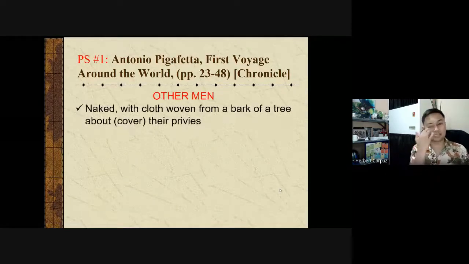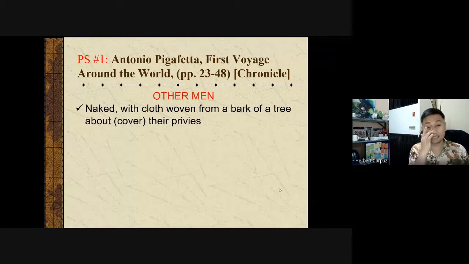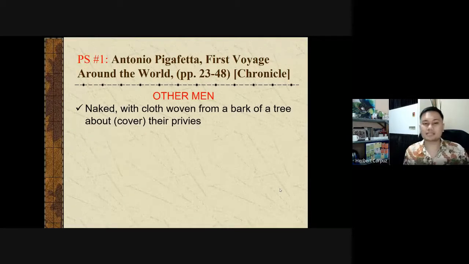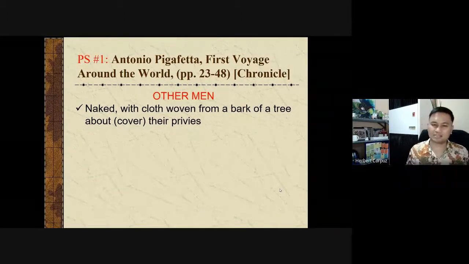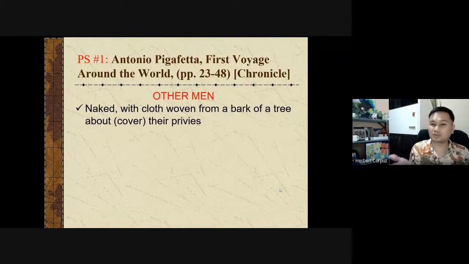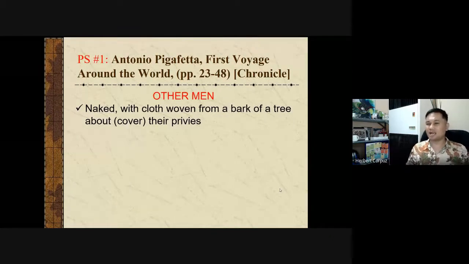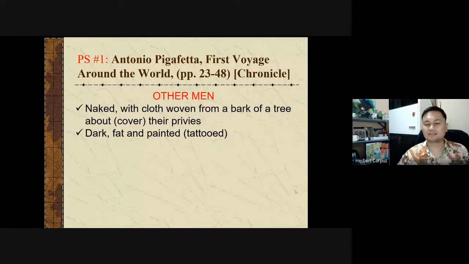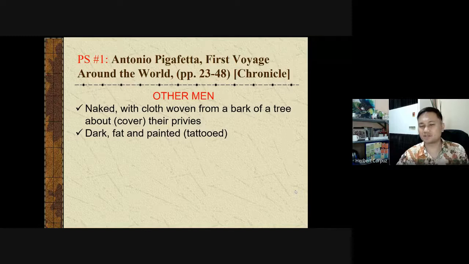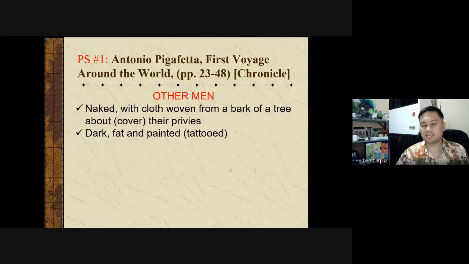Ano naman description niya sa mga kalalakihan, yung mga ibang lalaki na hindi senior or hindi chief? Next, they are naked with cloth woven from the bark of a tree about their private part. Okay, so it's cloth woven from the bark of a tree. So, mga balat ng puno ang gamit ng mga ibang lalaki. Then, dark, fat, and painted. Okay, tattooed. Yung iba daw, fat. Okay, ang description niya dun sa senior, sa chief, ay muscular. Sa mga ibang lalaki na hindi chief, ay dark, fat, and painted.